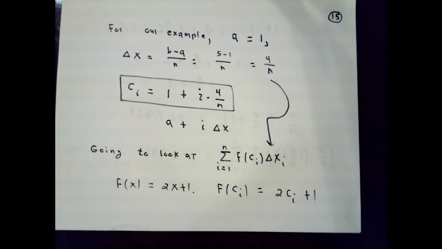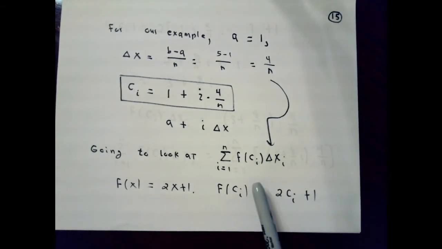Now, I'm going to look at a sum. I'm going to take function values at the ci. I'm going to multiply by the corresponding delta xi, and I'm going to add up all of those things. F of x is 2x plus 1. What that means, not to insult anyone's intelligence, is this. The way you do the f procedure to a number is you double the number and add 1.